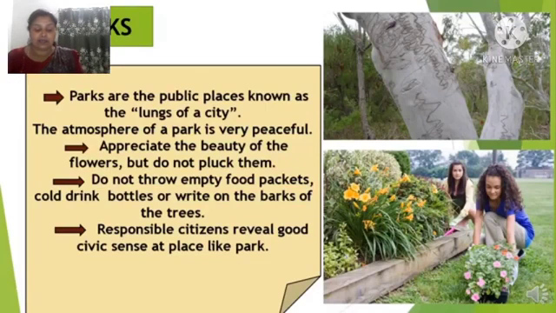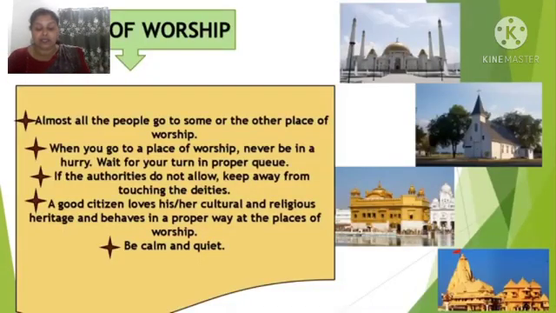And at last, the last topic is places of worship. What rules do we have to follow in places of worship? Students, almost all people go to some place or other for worship. When you go to a place of worship, we should never be in a hurry. We should wait for our turn in a proper queue. And if the authorities do not allow, we should keep away from touching the deities. We should maintain proper discipline at places of worship.